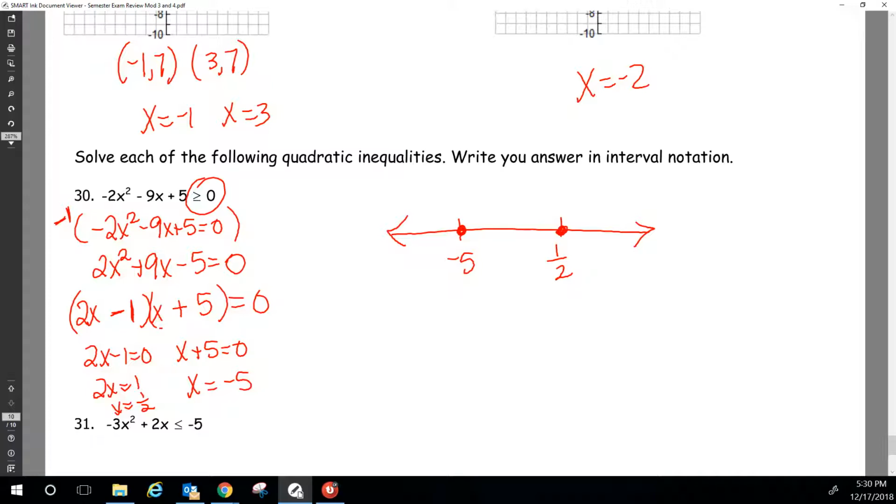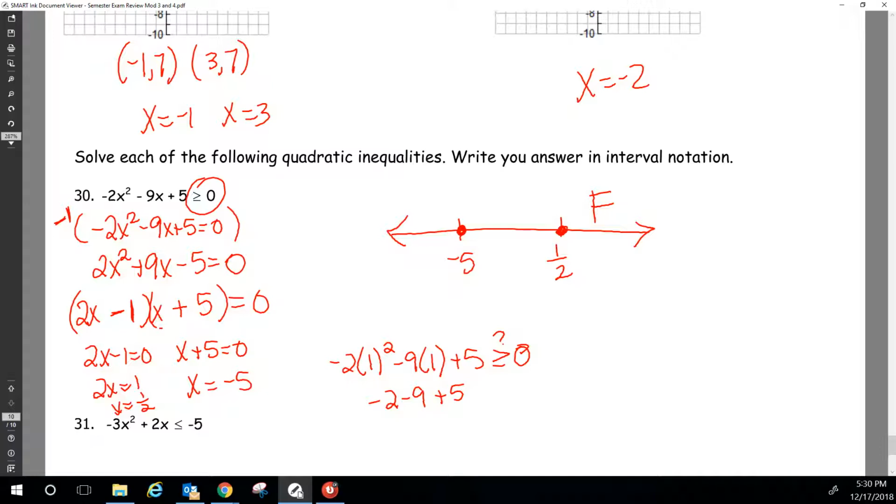And I need to find what are the intervals that make it greater than or equal to 0. So let's test a number greater than 1/2. Let's say 1. So for 1, I've got negative 2 times 1 squared minus 9 times 1 plus 5. Is that greater than or equal to 0? This would be 1 squared is 1 times negative 2 is negative 2 minus 9 plus 5. Negative 11 plus 5 is not greater than 0. So this part here is false, so not in my solution.